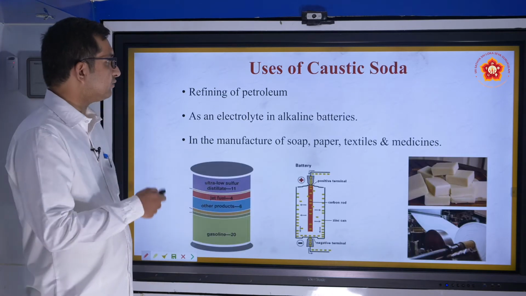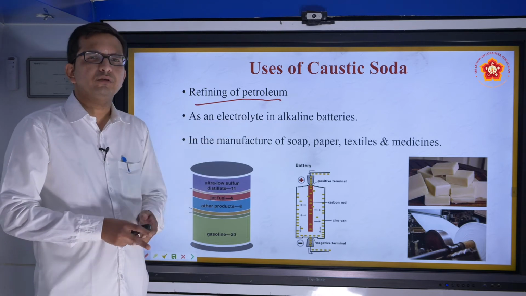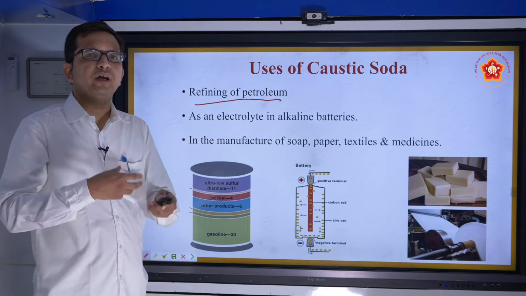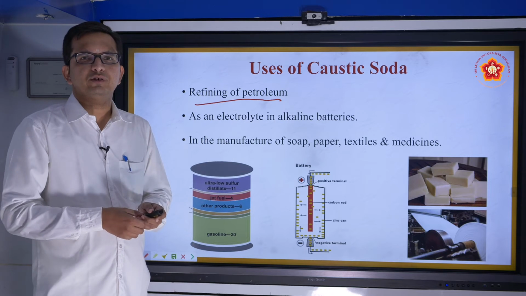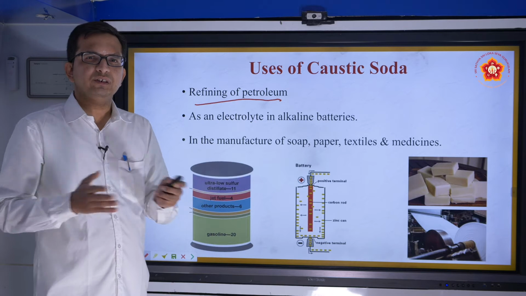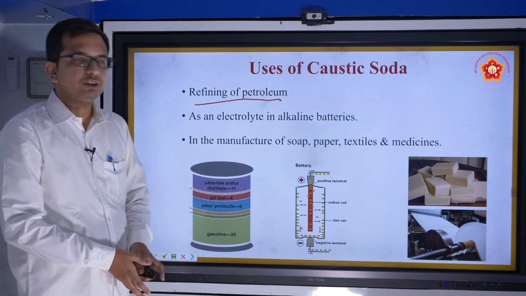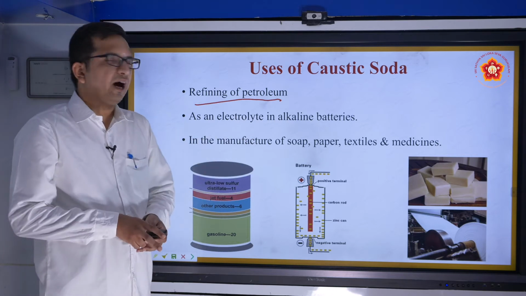So this is about the caustic soda that we look for. Then what are the uses of this caustic soda? The first thing is in refining of petroleum, because petroleum you actually get by mining the fossil fuels as such. You have various parts in it, say benzene, petrol, diesel, all this. So in the refining process we use this compound NaOH, and as an electrolyte in alkaline batteries.